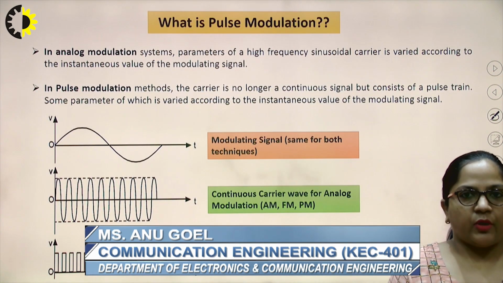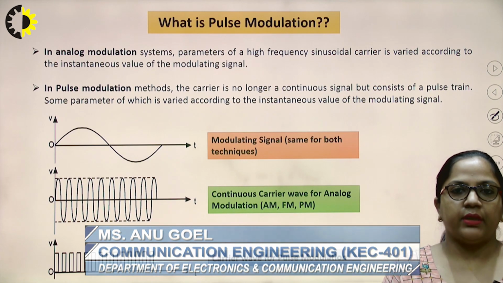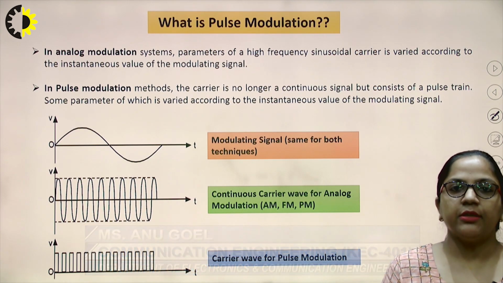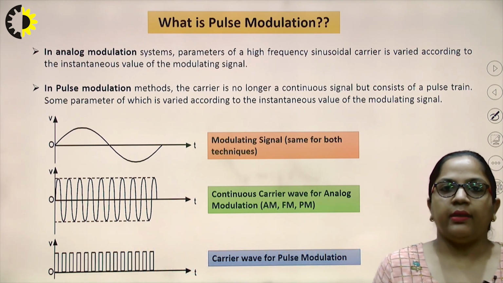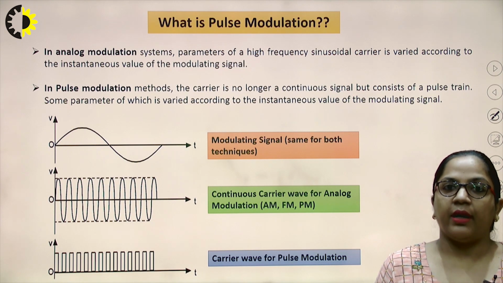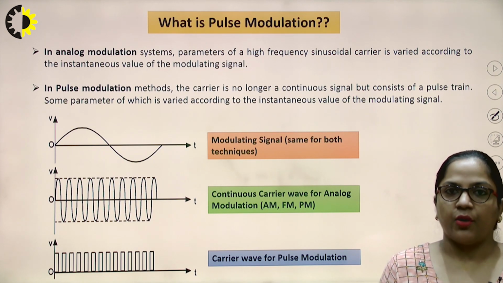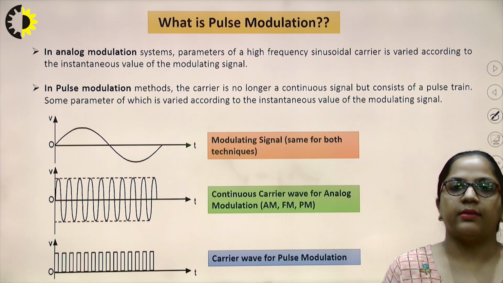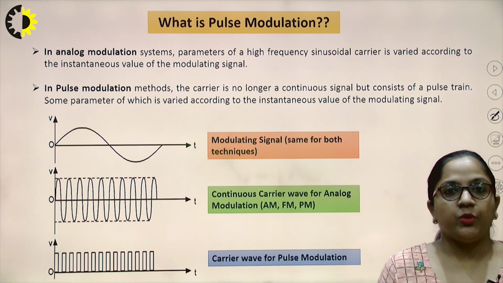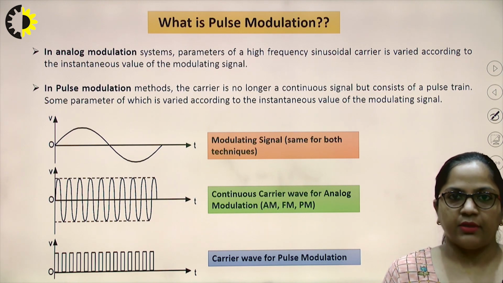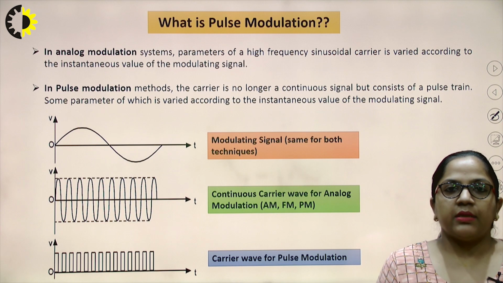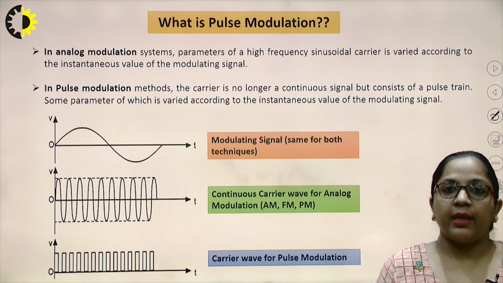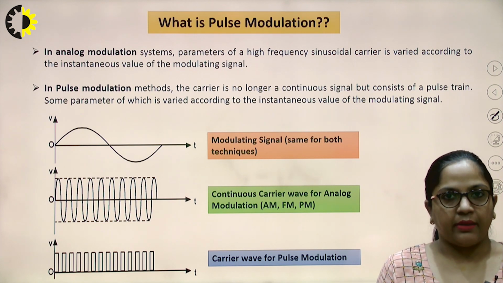What is pulse modulation system? We know what is modulation. Modulation is the process of varying any one of the parameters of a high frequency carrier signal according to the instantaneous value of the modulating signal, that is the information that we want to modulate or the information that we want to transmit after modulation.